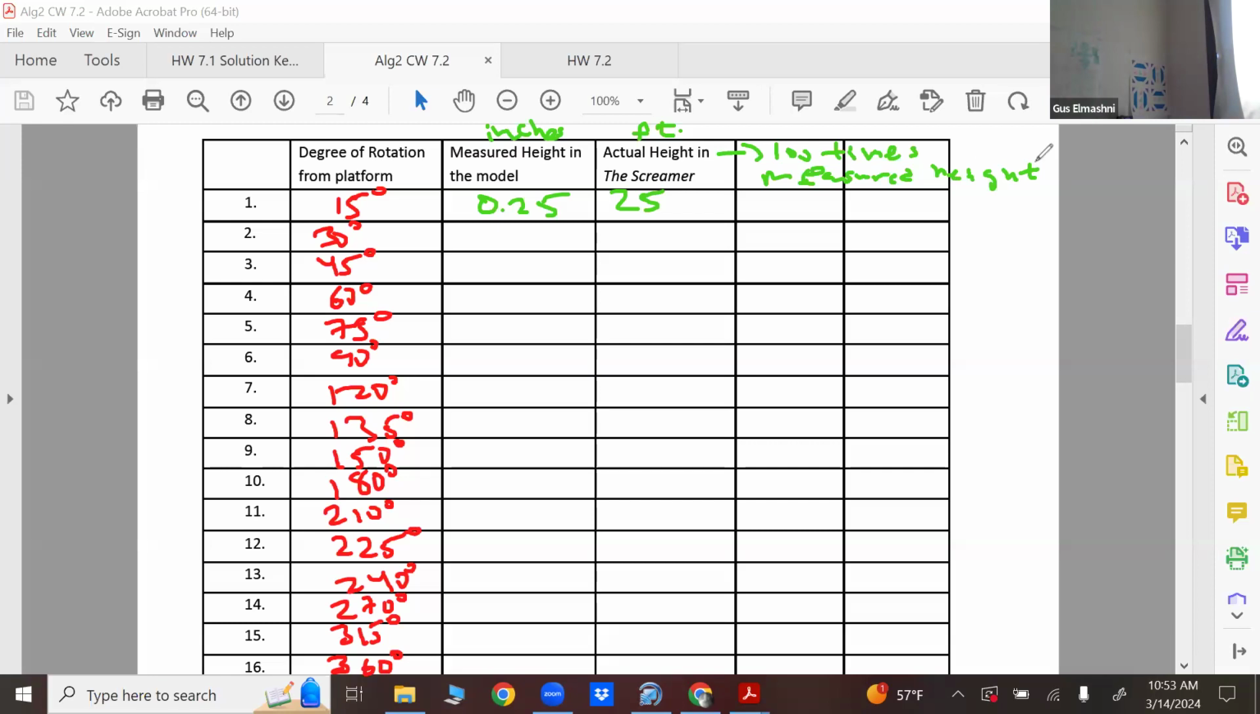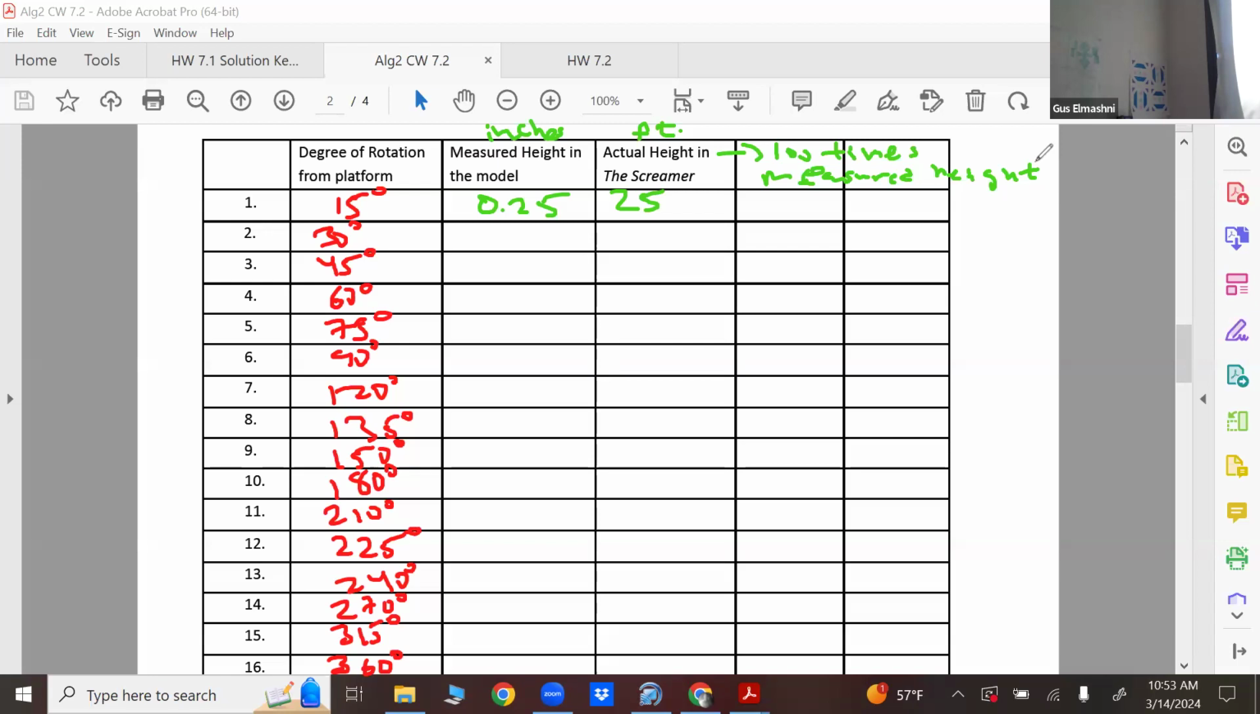Well, actually, it's not 1 inch. I don't know what it is, but the bottom line is the scale here is 1 inch corresponds to 100 feet. It's not really inches. I don't know why I call it inches, but the bottom line is you're multiplying the measurement by 100.